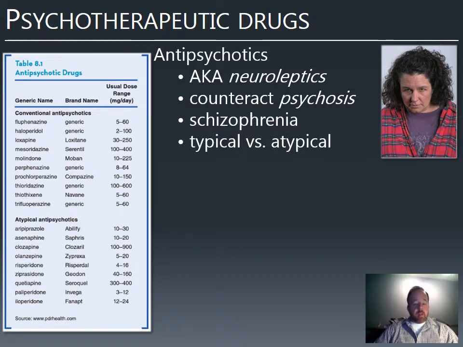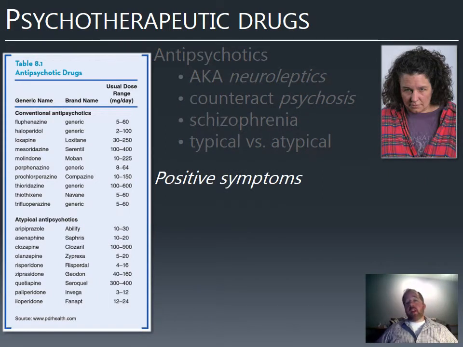There's also the idea that the typicals have some side effects, like uncontrollable movement, where the atypicals don't have those side effects. As time has gone on, studies have shown that the atypicals have some side effects also, and that these things affect multiple neurotransmitters, so the distinction isn't perhaps as clear-cut as it originally seemed.